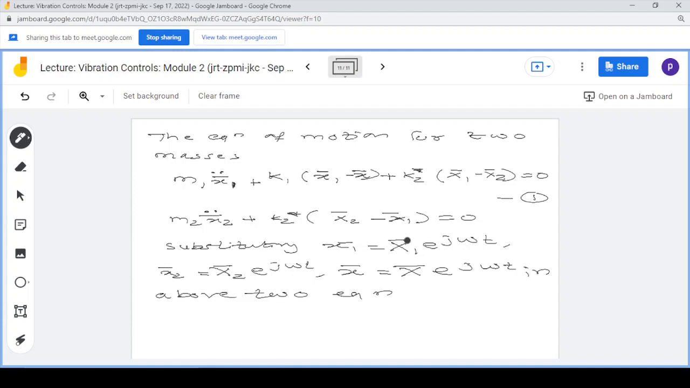If we differentiate this twice, what we are going to get: x1 double bar is equal to x1 bar into omega square, and this e raised to j omega t will be as it is, but we are going to get here a minus sign because it is complex, correct? So we will get here a minus sign.